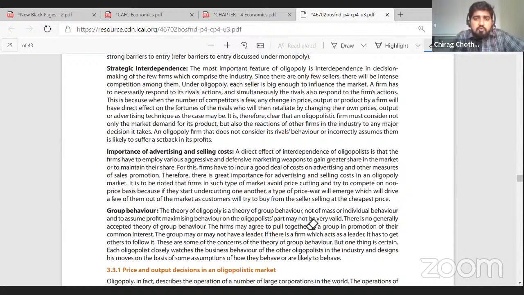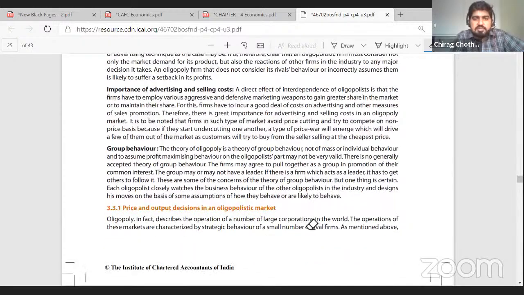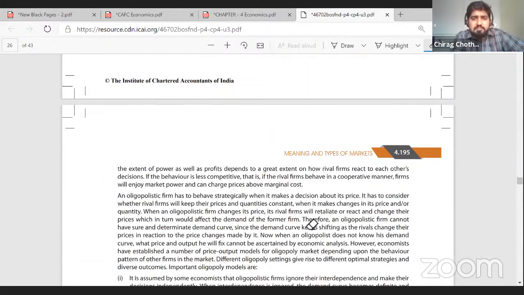Next one is they have group behavior. That means they don't deal individually. They deal as if they are the same type of products or same company. So all the companies have group behavior, right? Because their aims and objectives are also the same, products are also similar.